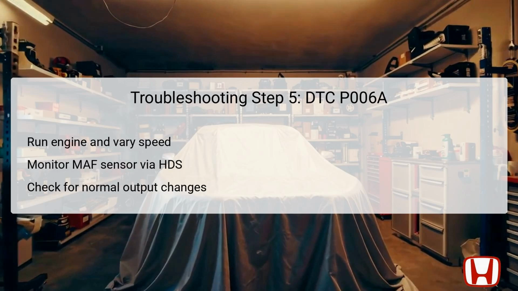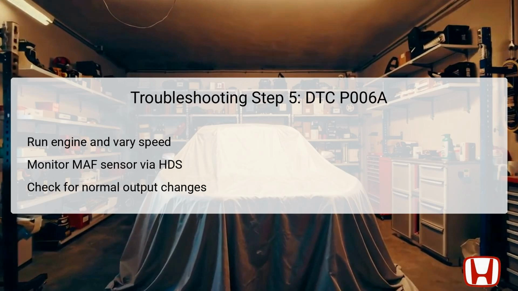The final troubleshooting step involves further testing of the MAF sensor while the engine is running. Start the engine and vary the speed between 2,000 RPM and 3,000 RPM while observing the MAF sensor readings on the Honda Diagnostic System, HDS.